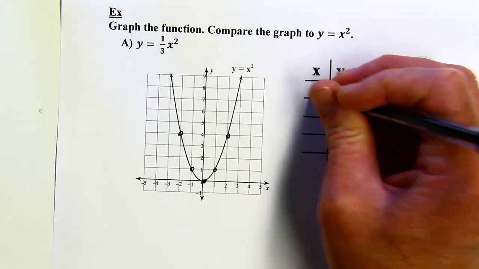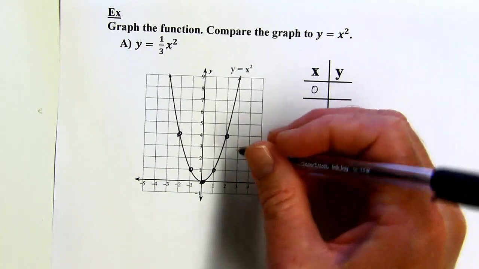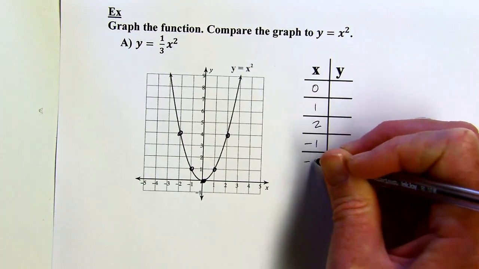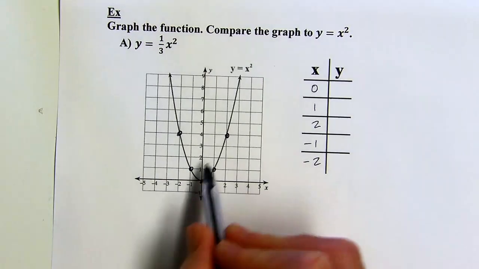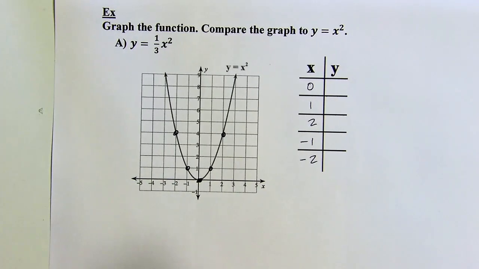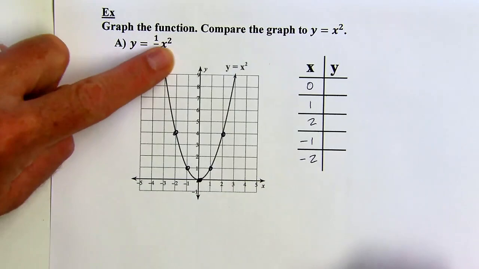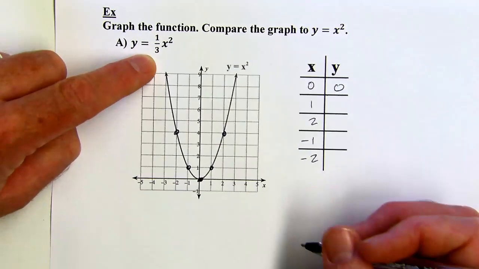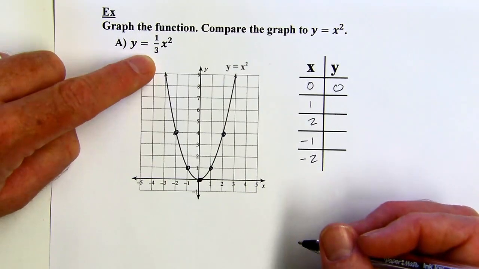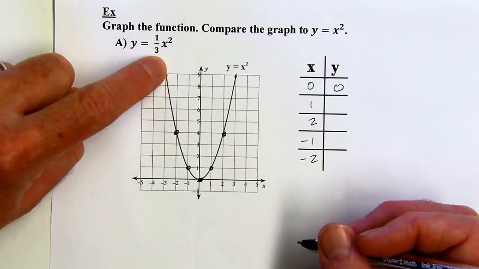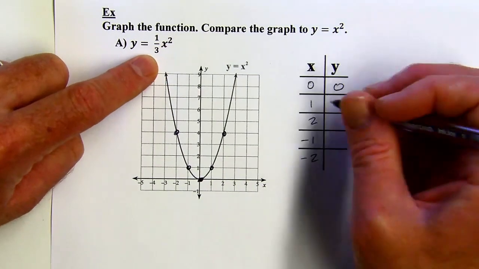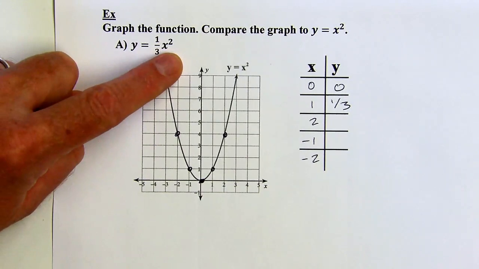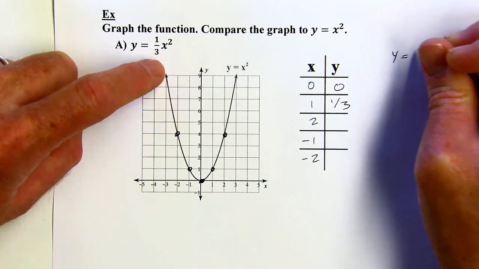Let's plug in 0 for x, and I'll plug in 1 and 2, and I'll plug in -1 and -2, because those are the x values that I have for these critical points. Okay. So let's think about that. When I plug in a 0, 0 squared is 0, multiplied by 1/3, still 0. Okay, so the vertex is still 0, 0. And then when I plug in a 1, 1 squared is 1. 1 times 1/3 is 1/3. So I'll just leave that as 1/3 there. Okay, if I plug in a 2, here, let's try this out over here.